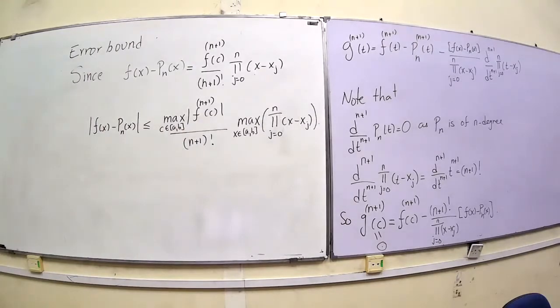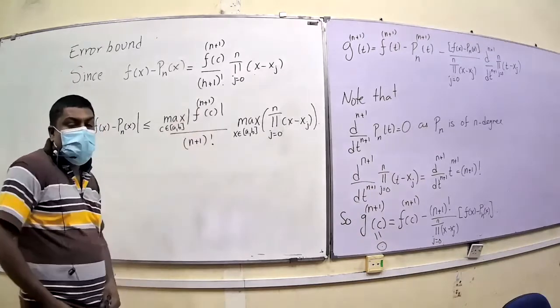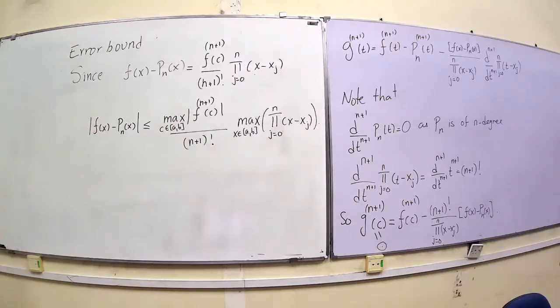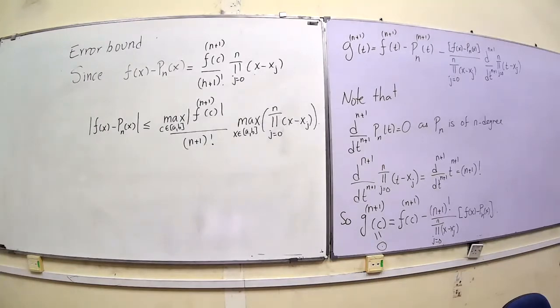Right, so now because you have f(x) minus Pn(x) is that, the absolute value of f(x) minus P(x) is the absolute error, right? So that is bounded by the maximum of the n plus first derivative of f, divided by n plus 1 factorial, times the maximum of that function, which is the product of x minus xj, this.